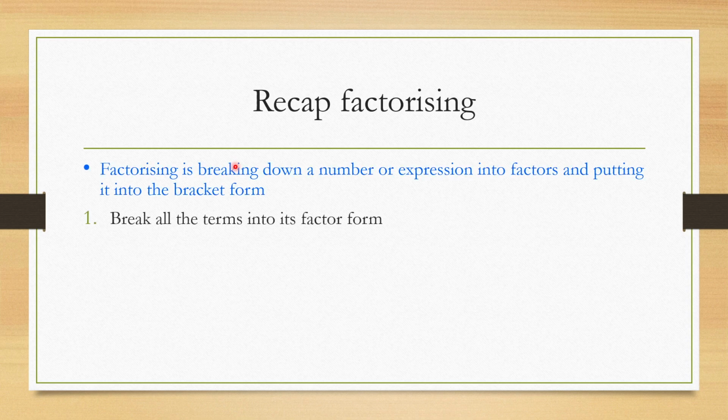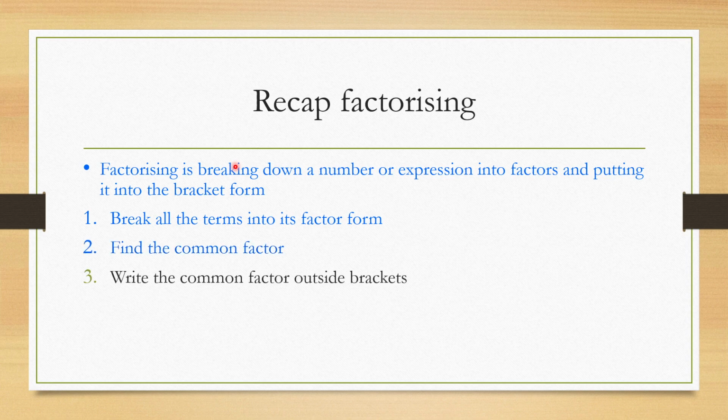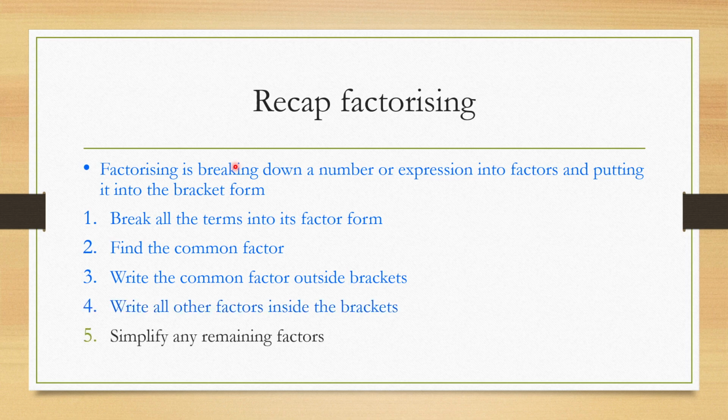So first of all, the first step to factorizing is to break all the terms into their factor form. So remember, this is the previous one, not this one. So this is part 1 factorizing, not part 2. Secondly, find the common factor. Thirdly, write the common factor outside the bracket. And fourthly, write down all the other factors inside the bracket. So this is how you factorize a linear expression. And then you simplify any remaining factors.